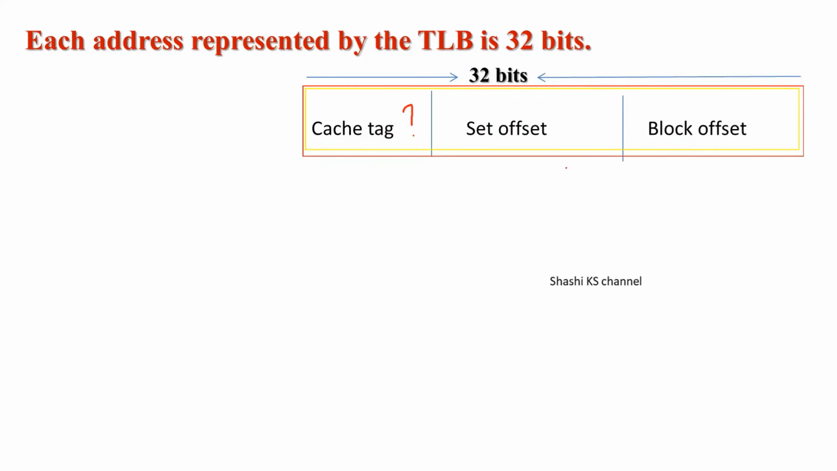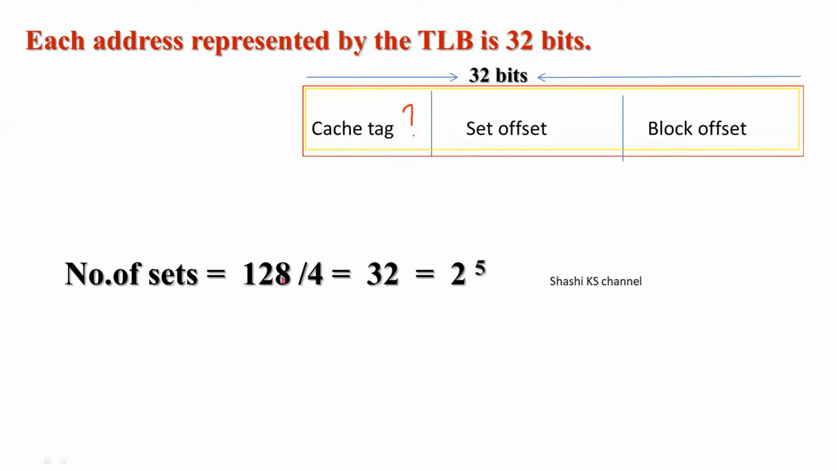In the given question, for the set offset we first need to find the number of sets which can be formed from the given data, and from that we can find the set offset. They have told that the TLB consists of 128 page table entries, and it's a 4-way set associative cache. How many sets can be formed? It totally consists of 128 entries, and one set will consist of 4 page table entries. So total sets which can be formed is 128 divided by 4, which is 32. 32 is 2 power 5. So the set offset is 5 here.